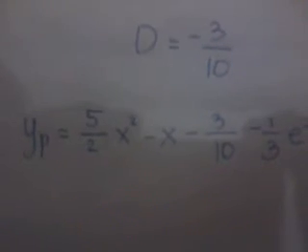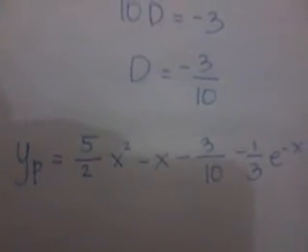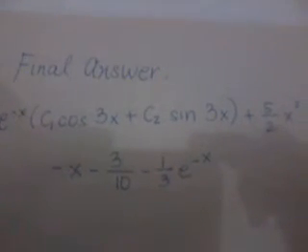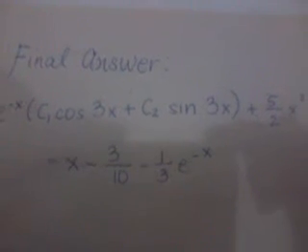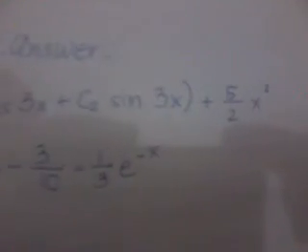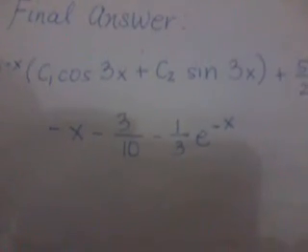So now we get the y particular, which is equal to 5 halves x squared minus x minus 3 over 10 minus 1/3 e to the negative x. And since our y is equal to y particular plus y complementary, our final answer is now e to the negative x times the quantity c1 cosine 3x plus c2 sine 3x plus 5 halves x squared minus x minus 3 over 10 minus 1/3 e to the negative x.